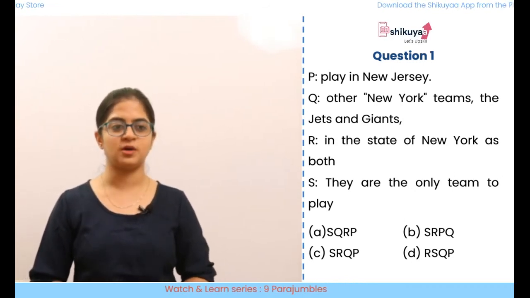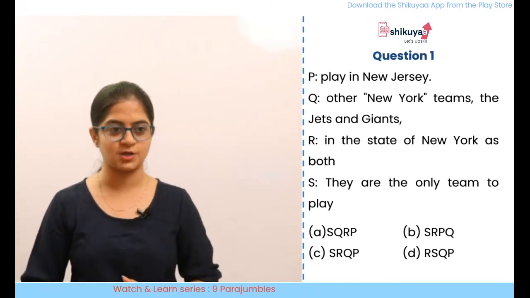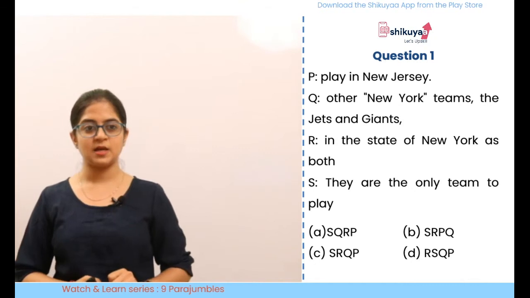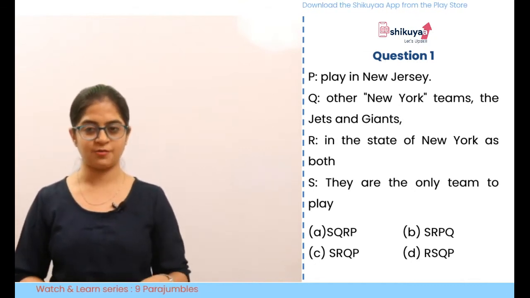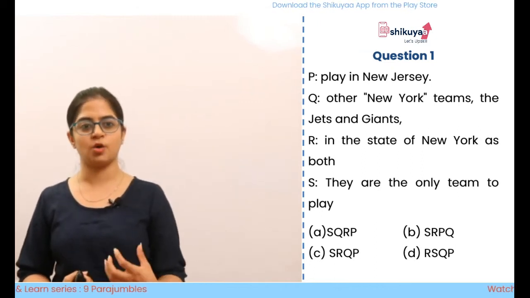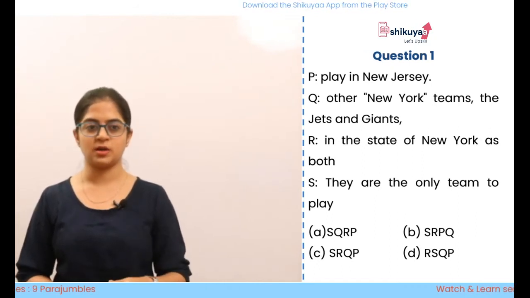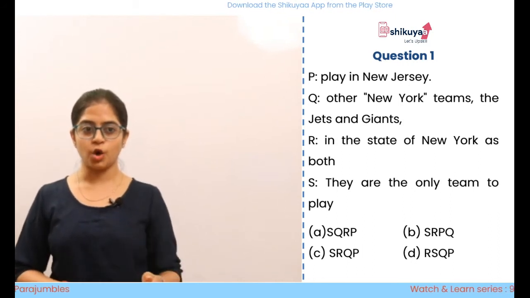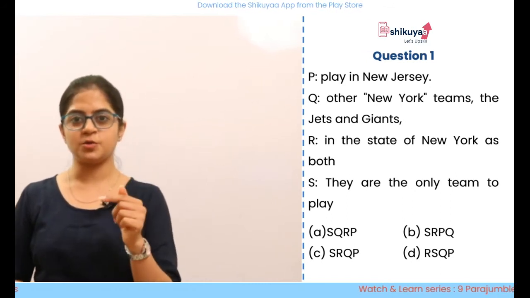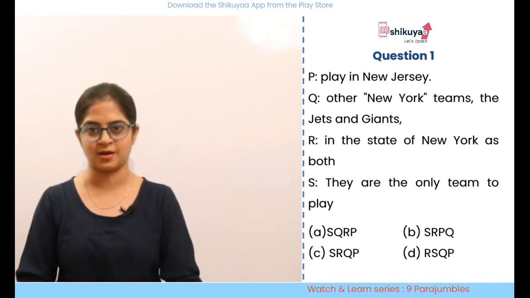Here many of you have replied answer C. I would like to announce that it is the correct answer. Congratulations. So logically, if we read this option as they are the only team to play, if we can start with this paragraph's opening sentence, it says they are the only team to play in the state of New York as both. Now we are talking about both, that is, both other New York teams, the Jets and Giants. Then sentence P, that is play in New Jersey. So option C makes a logical paragraph here.